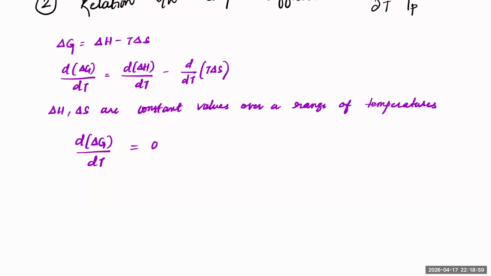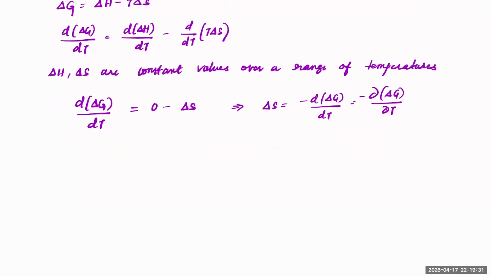So what I can write here is this value will become 0 minus of d by dt of TdS will become simply delta S, because dT by dT will become 1. So that will be multiplied into delta S. So from here I can write delta S is equal to minus d of delta G by dT, or it can be written as dou of delta G by dou T with minus. This is delta S. Okay, clear.